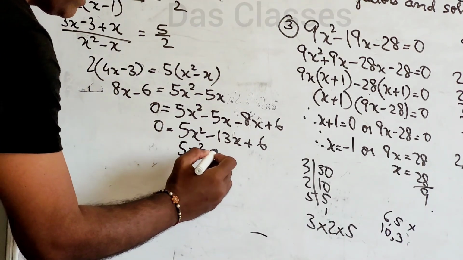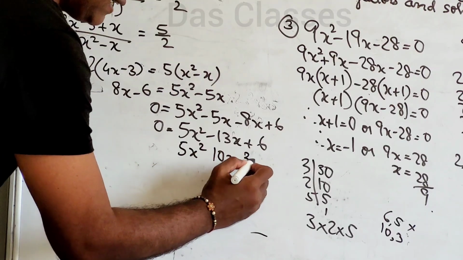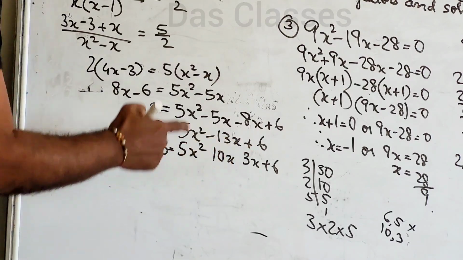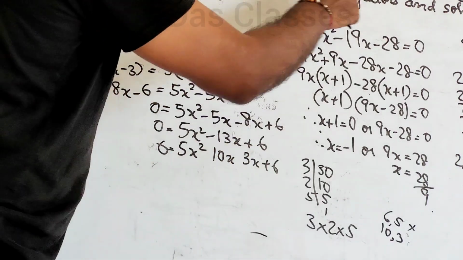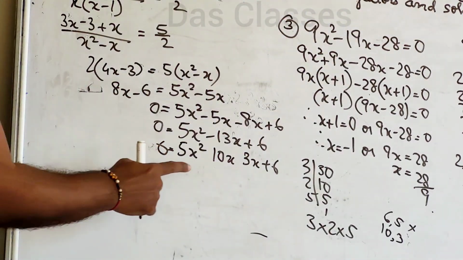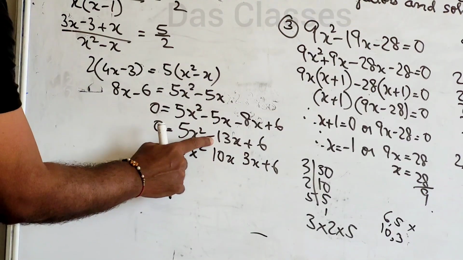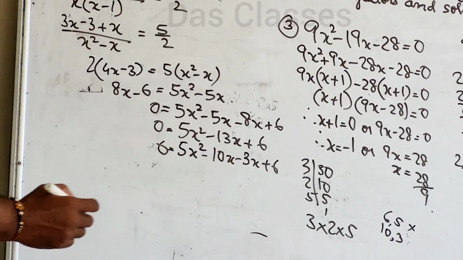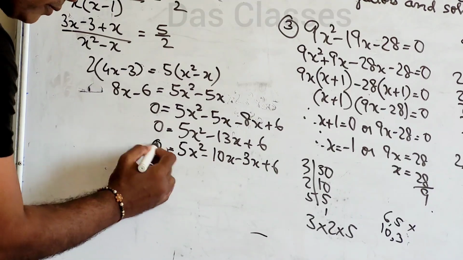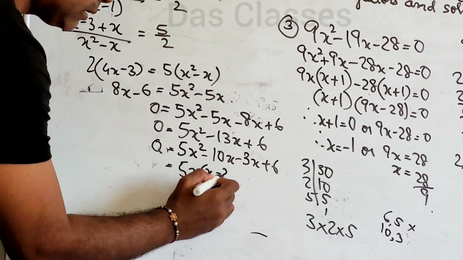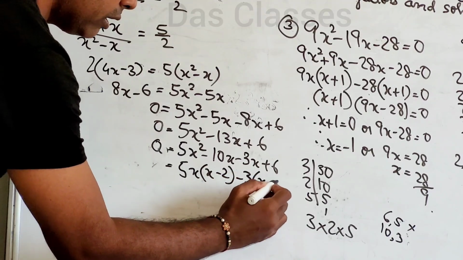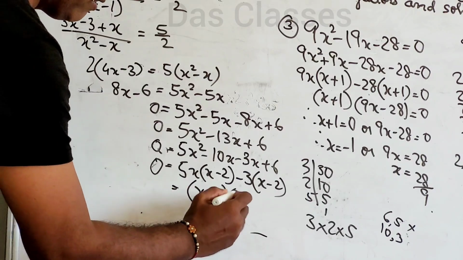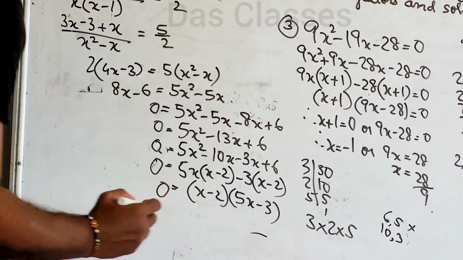So it's going to be 5x square, 10x, 3x plus 6 is equal to 0. As it's a plus, the factors should be both plus or both minus. If we take both plus, we'll get a plus 13, but we want a minus 13. So it should be both minus, then minus 10 minus 3 would be minus 13. So now take out common: 5x is common, x minus 2, minus 3, and between 3x and 6, x minus 2 is common. So that's going to be x minus 2, 5x minus 3 is equal to 0.